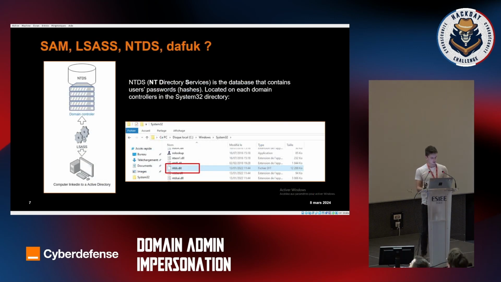So, just to give you some quick info about what the SAM, LSASS, and NTDS databases are, because we're going to need them. Let's start with the NTDS database. I told you NTDS is the database that contains users' passwords, so the hashes, not the clear text passwords. It is located on each domain controller in the system32 directory.